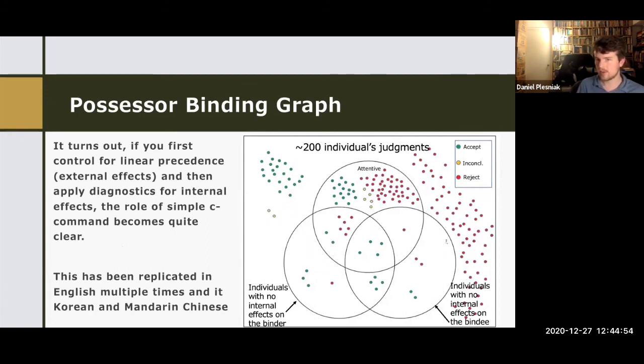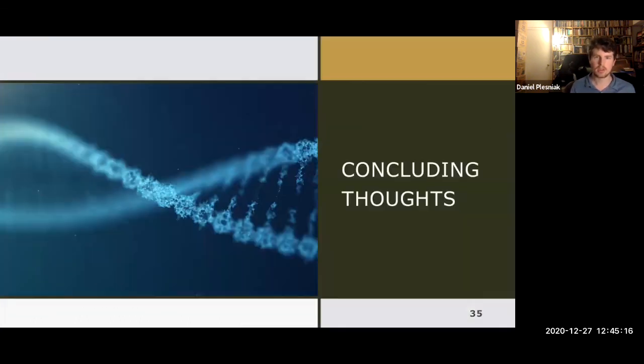So the reds who are outside of the circles here, the ones who do have internal effects, this is showing us the power of internal effects to facilitate BVA readings. So again, to reiterate, we're not discarding them. We're actually looking at them in a new light, in a way that we understand why they are principled exceptions. Concluding thoughts, and again, we have some DNA.